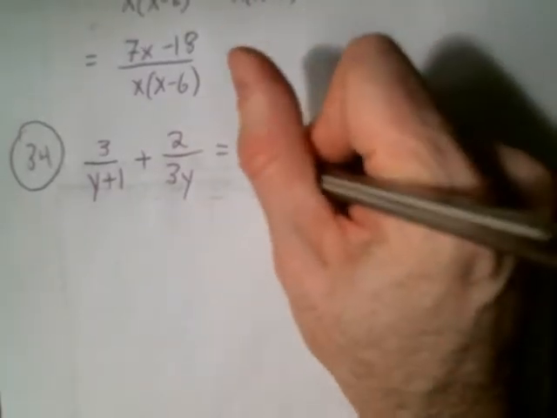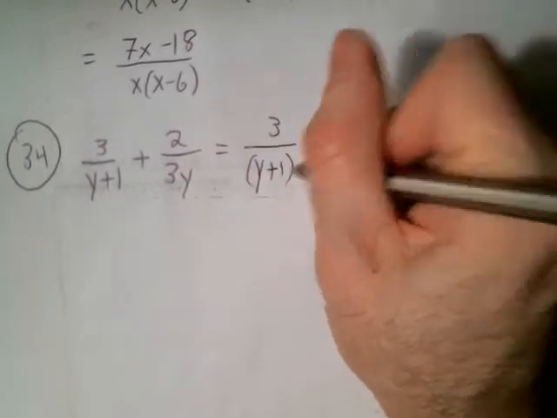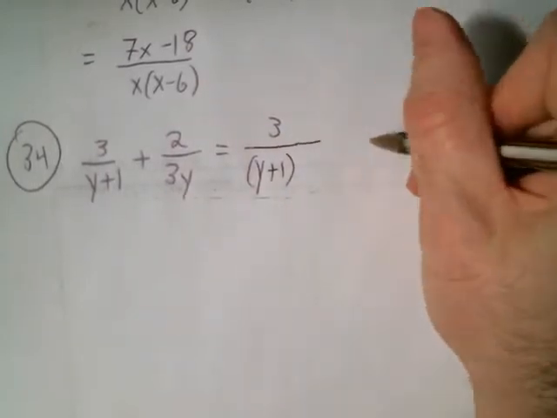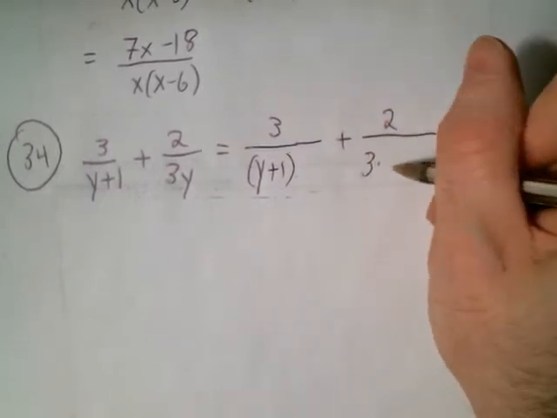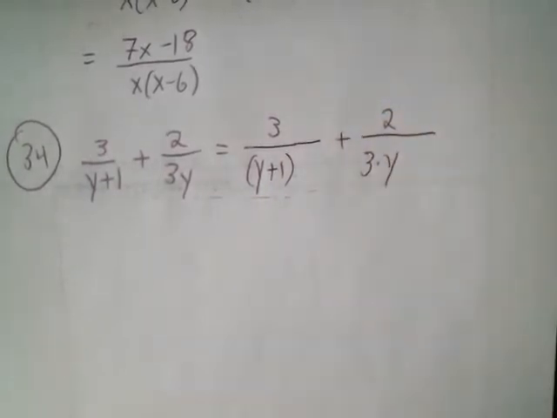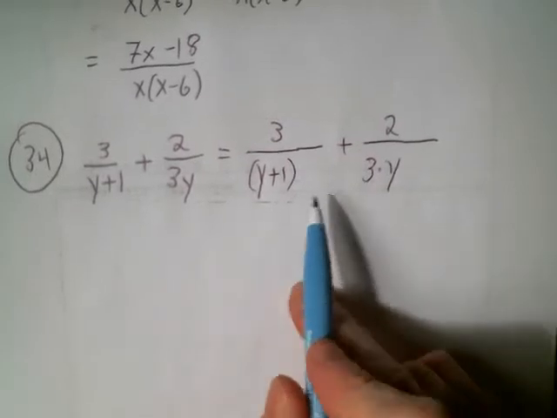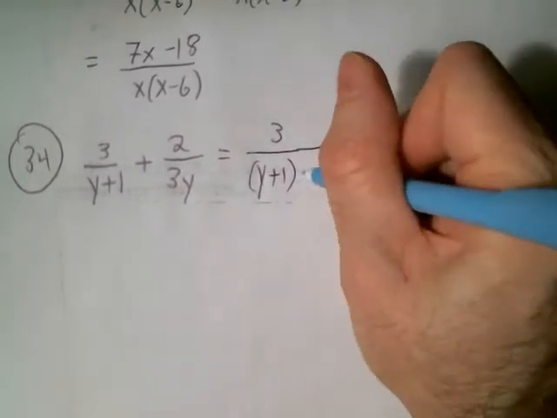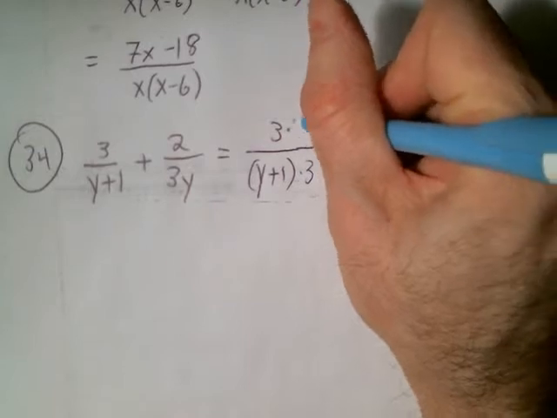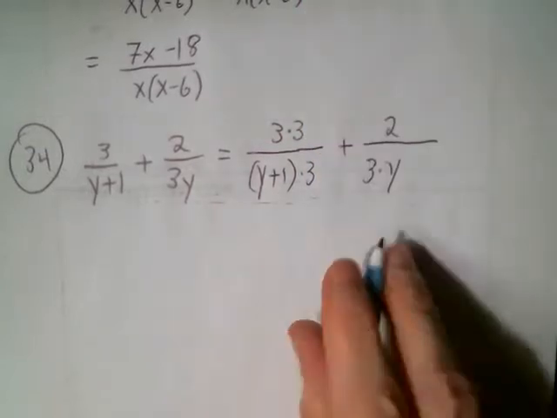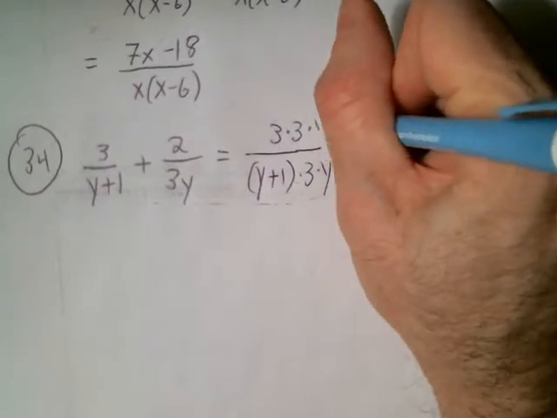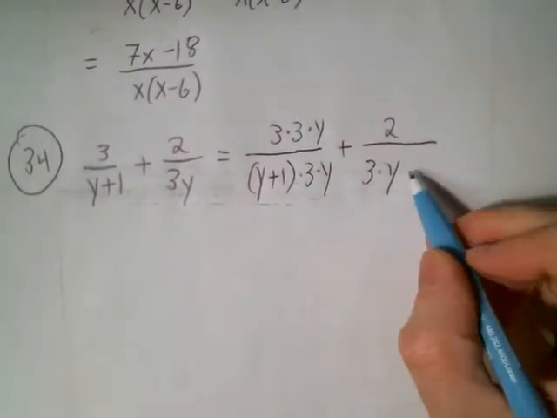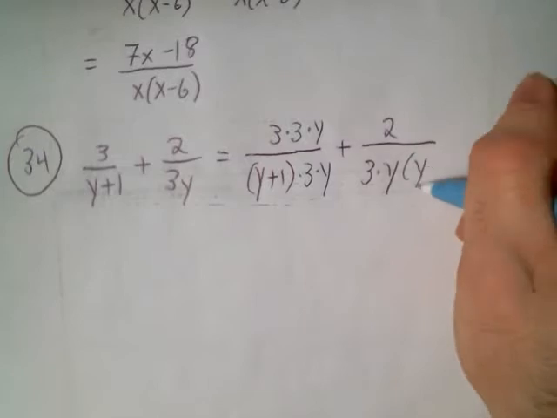So the first denominator is already factored. We just have the y plus 1 down there. Second denominator, it's 3 times y. Okay. So this denominator is missing a factor of 3. And then it's also missing a factor of y. Then this denominator is missing a factor of y plus 1.